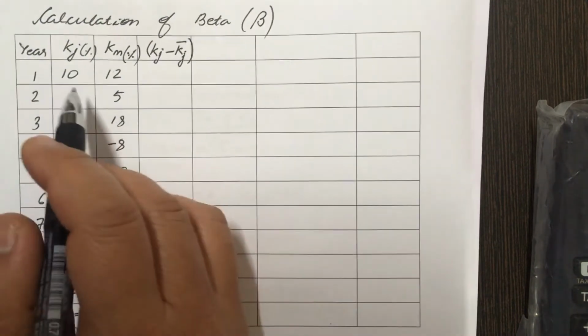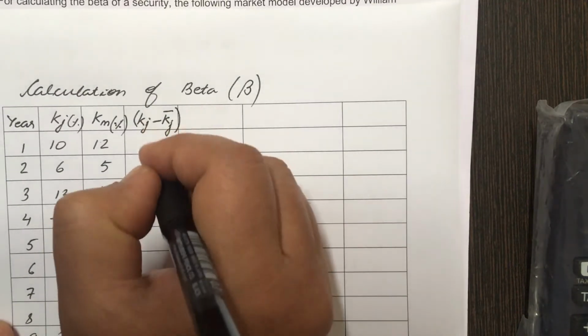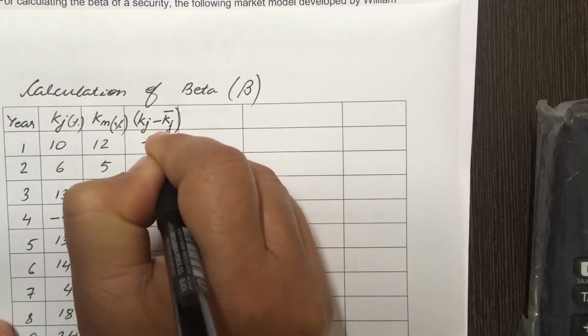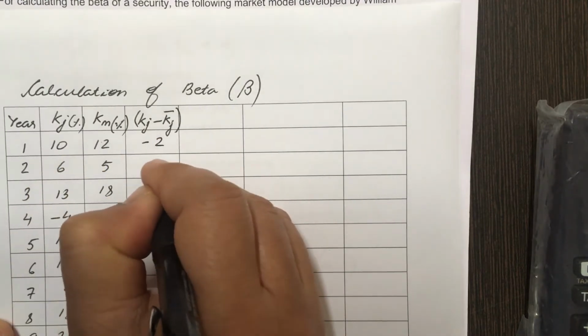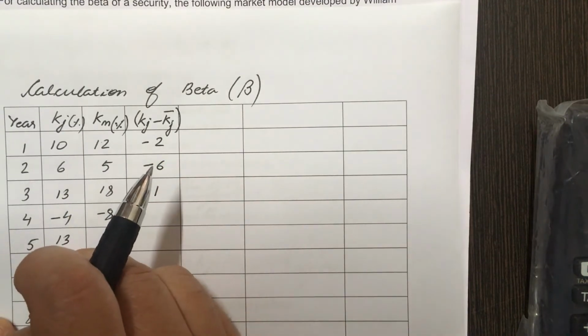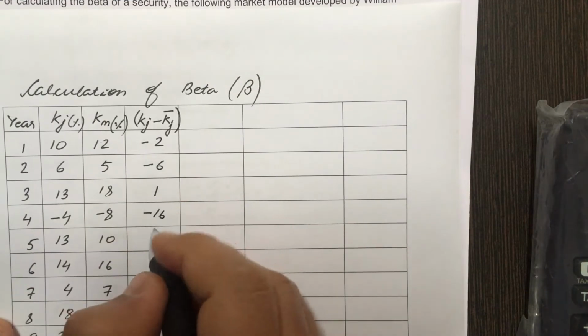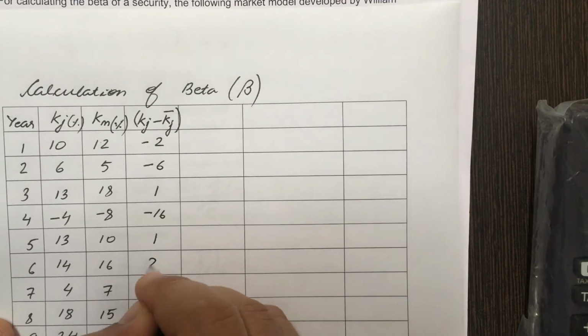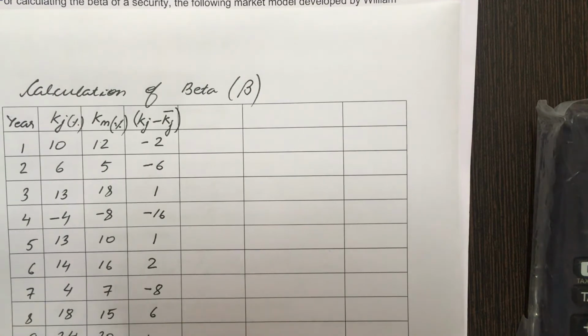All right. All you have to do is 10 minus 12 is equal to minus 2. 6 minus 12 is minus 6. 13 minus 12, 1. Minus 4 minus 12 is minus 16. 13 minus 12, 1. This will be 2. That will be minus 8. This will be 6. This will be 12 and 10.